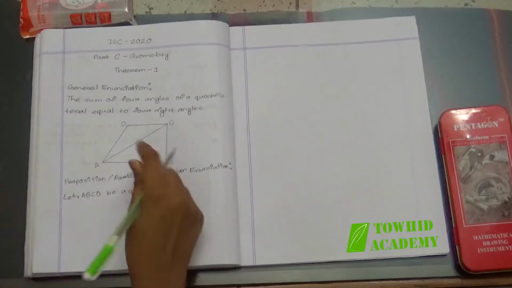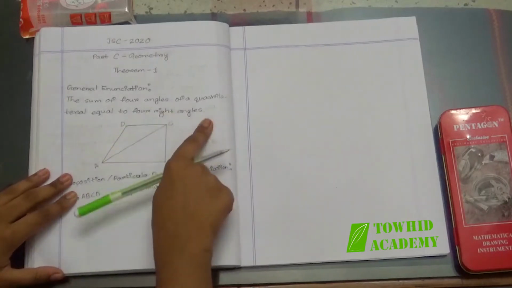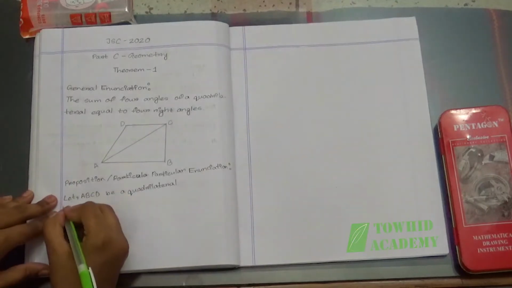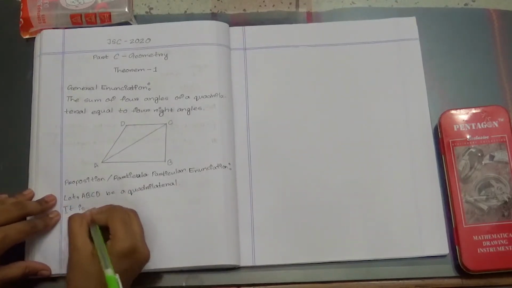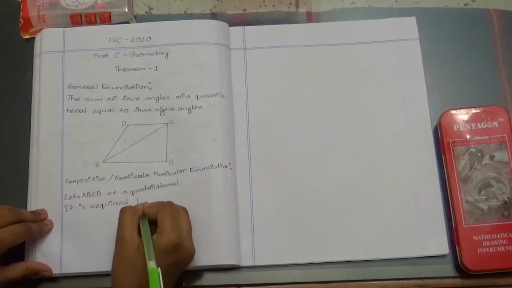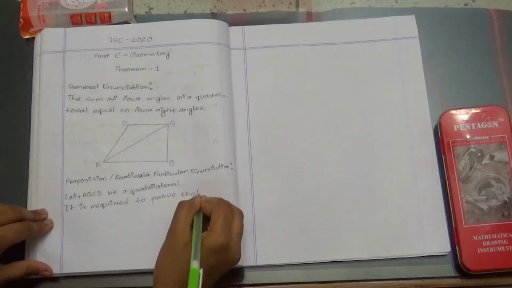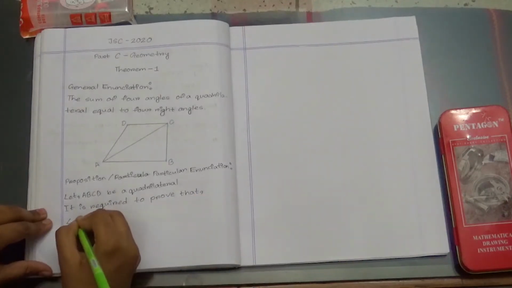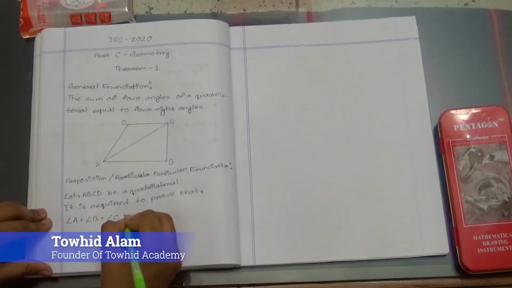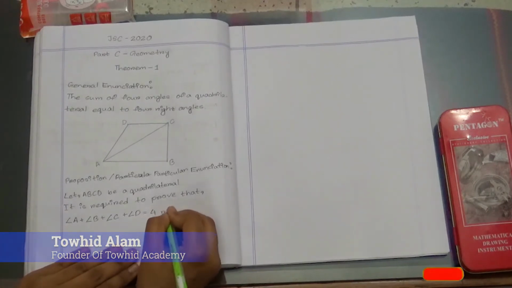It is required to prove that angle A plus angle B plus angle C plus angle D equal to 4 right angles. The sum of 4 angles of a quadrilateral equal to 4 right angles. So we will write it in this way. It is required to prove that angle A plus angle B plus angle C plus angle D equal to 4 right angles.